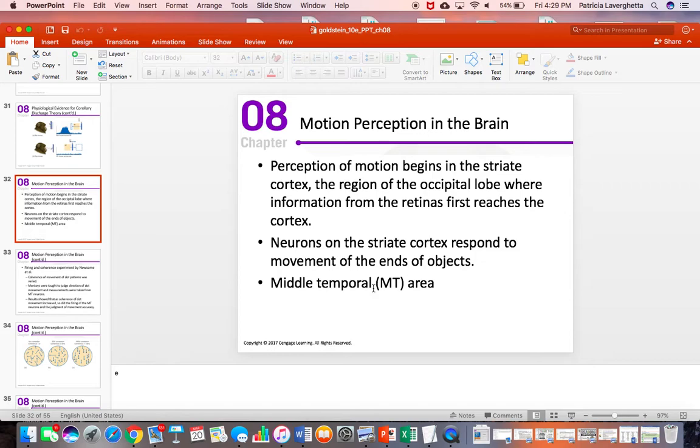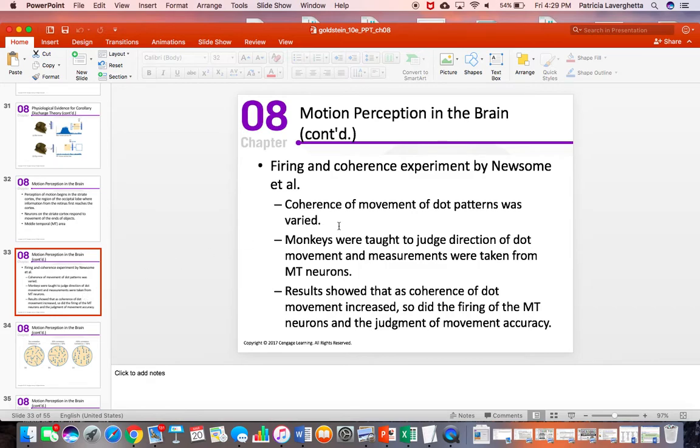These are areas out in the cortex where we're starting to see more and more specialization in the brain in terms of function. And Newsom and Perry did some work on this, and they used monkeys, so they can go and actually stimulate this part of the temporal lobe that they believed is an area that's important for motion perception.